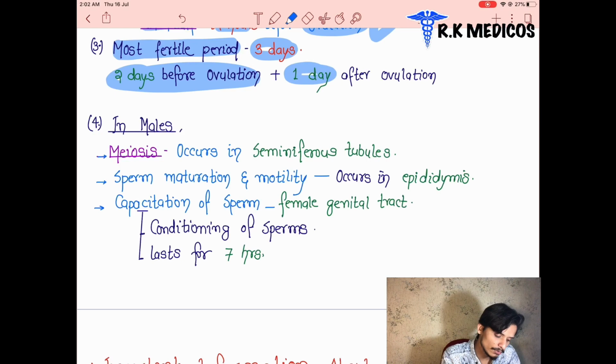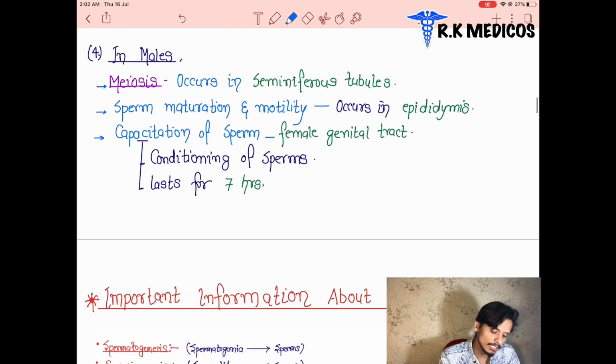In males, is meiosis happening or not in spermatogenesis? Yes. Spermatogenesis occurs in the seminiferous tubules of the testis.